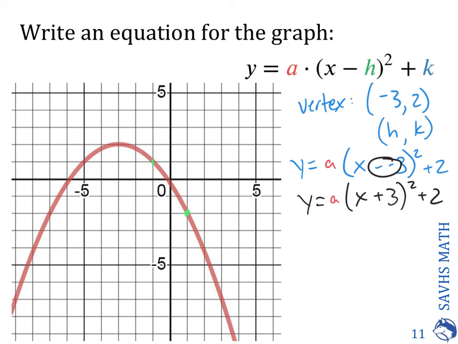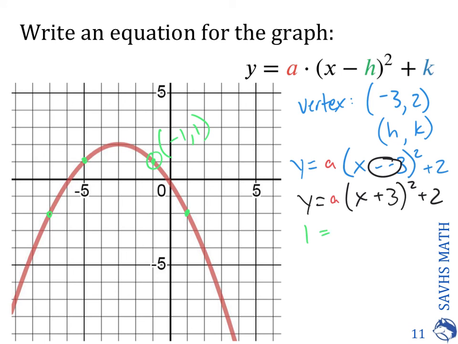Another point that this graph goes through is, I think, this point. It looks like it goes through this point, and this point, and this point. You can choose any of those, so I'm going to choose this one. That point is the point (negative 1, 1).